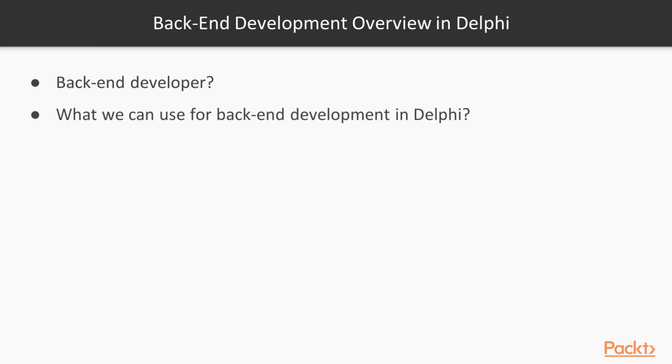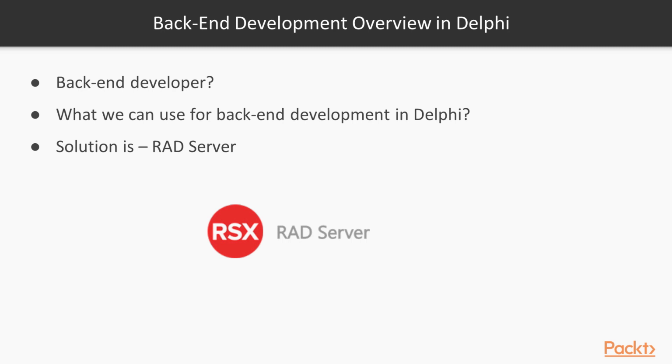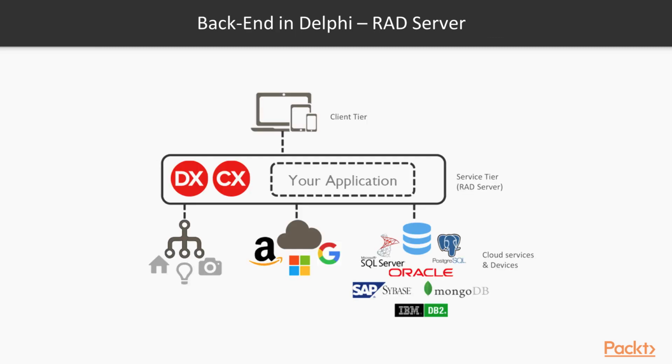So what can we use for backend development in Delphi? The solution is RAD Server. RAD Server is a turnkey solution for today's interconnected distributed apps, offering an easy-to-deploy middleware server that hosts loadable custom API and data access modules. So here is the graph of the RAD Server. You can create your application on FireMonkey, and you can connect to all kinds of databases on the cloud, and you can connect to cloud services or devices, and all of this is the service tier. This is the RAD Server.